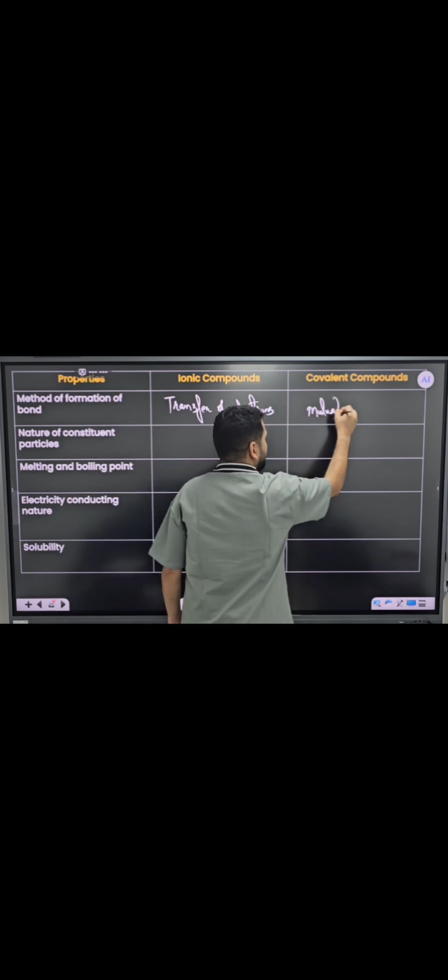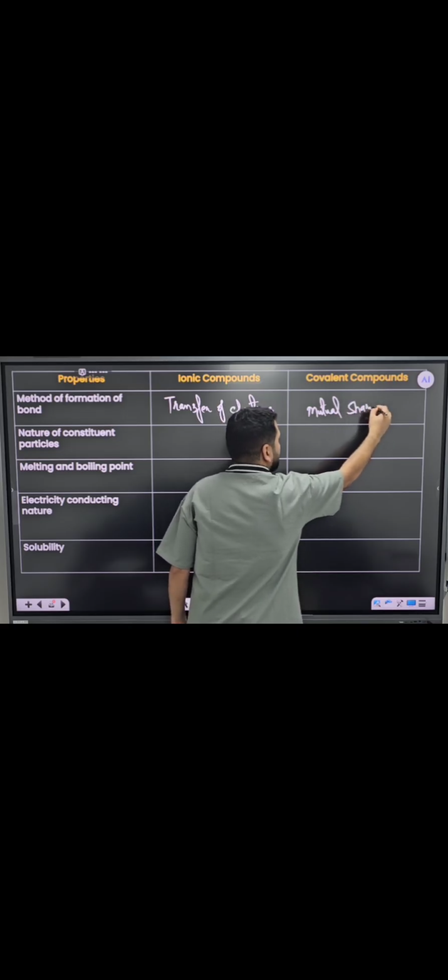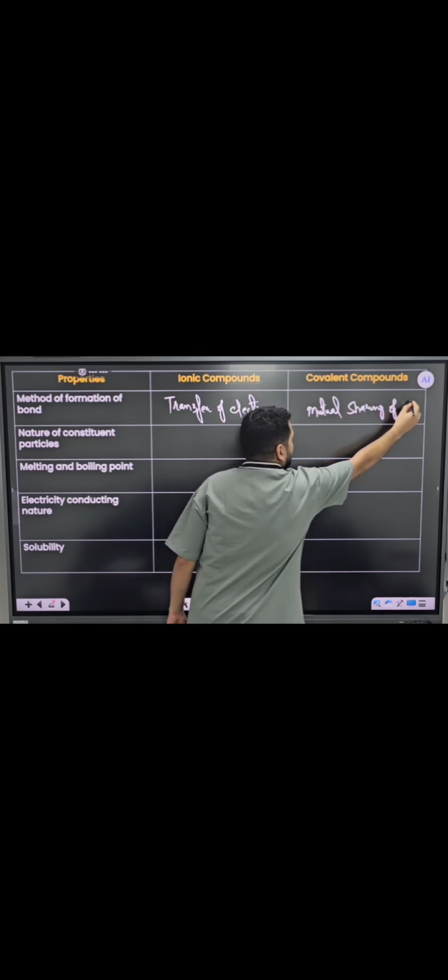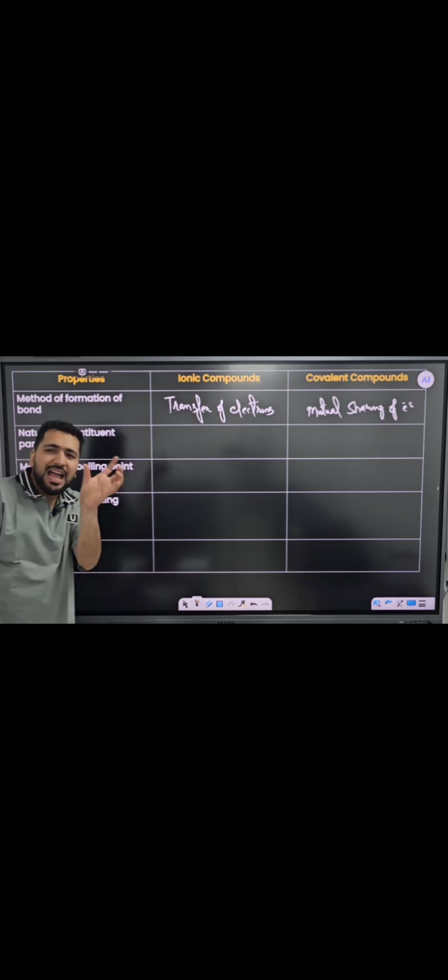And what about in the case of covalent compounds? There is mutual sharing of electrons. Right, guys? Okay. Nature of constituent particles. Ionic compounds are made up of ions, right? Covalent compounds are made up of molecules. This is one more point. They are made up of molecules.